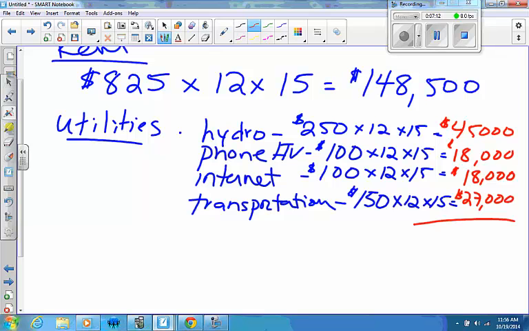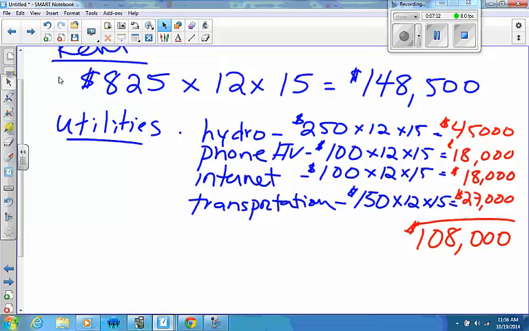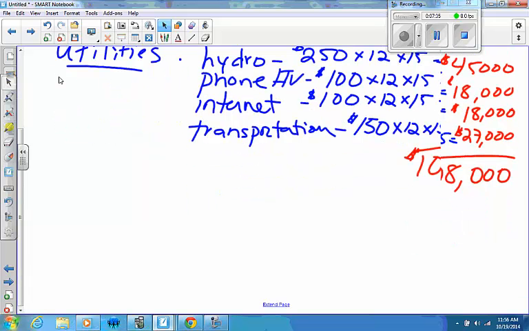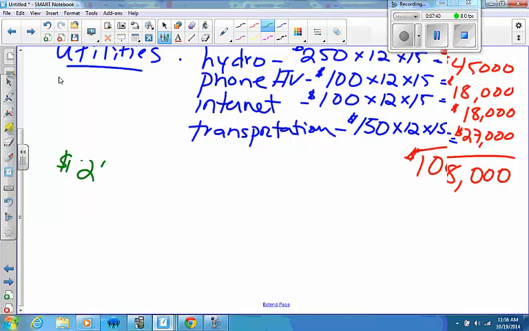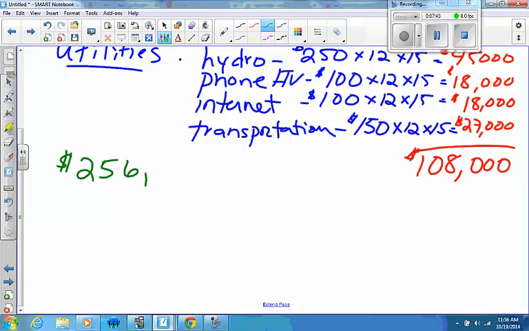Okay, so if I add all of these up, utilities are $108,000 just to live in the place. That's not even including the rent to actually borrow the place, because you're never going to own it. So if I rented for 15 years and decided to move somewhere else, I would walk away. I wouldn't owe anything on the house, and I would have paid $256,500 just to live there. Okay?